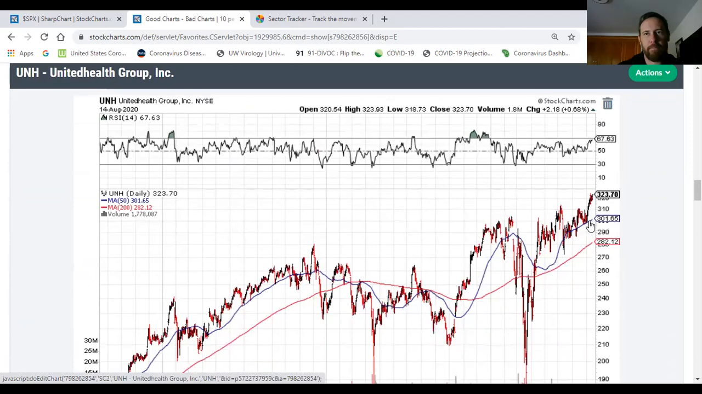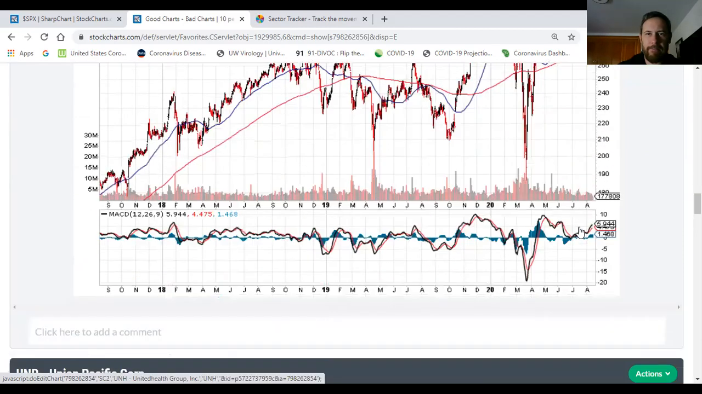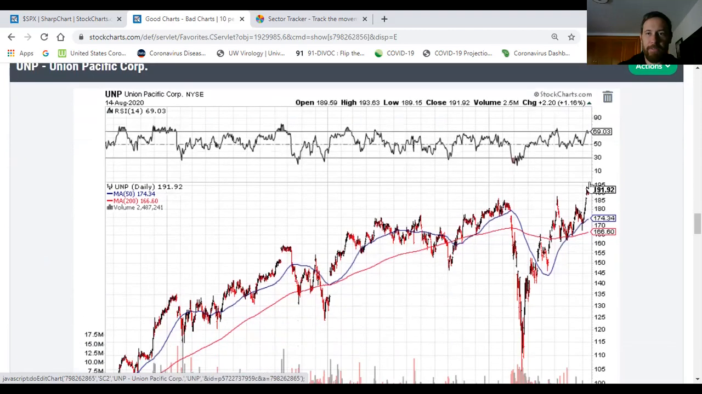United Health, another beautiful bull market chart, a little stretched here. Union Pacific, again, that whole global trade story is going on, and we're basically coming out of recession, so they're getting a bid. And again, we're closing at new all-time highs here, but consolidating, that's generally pretty good positioning to buy in, despite the fact that it's run so far.